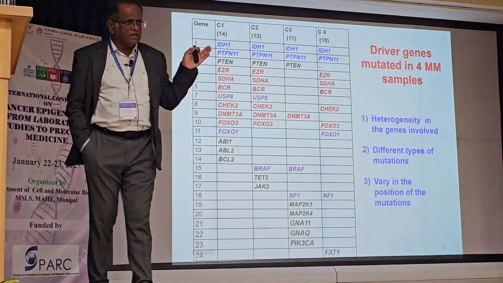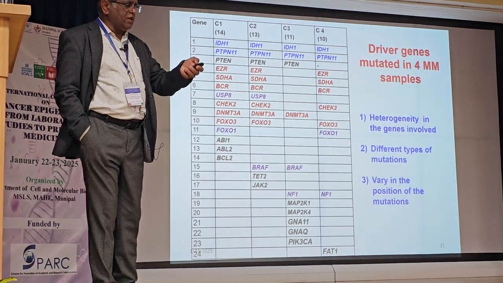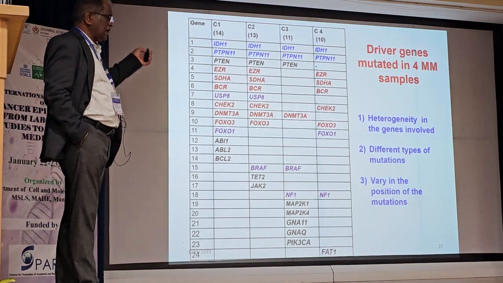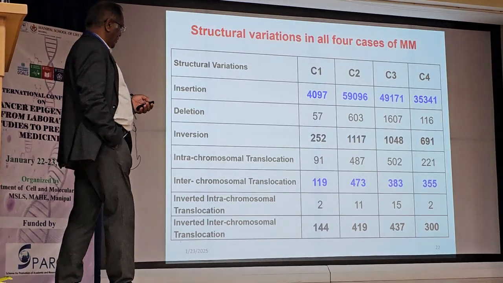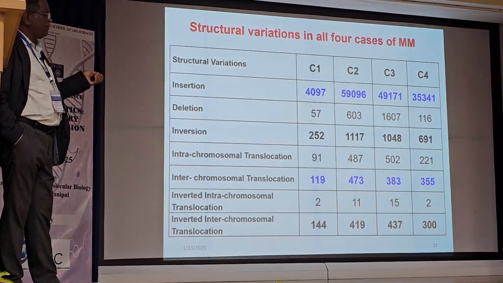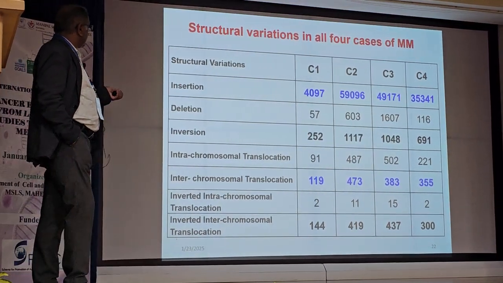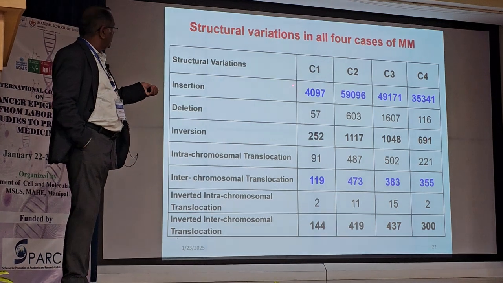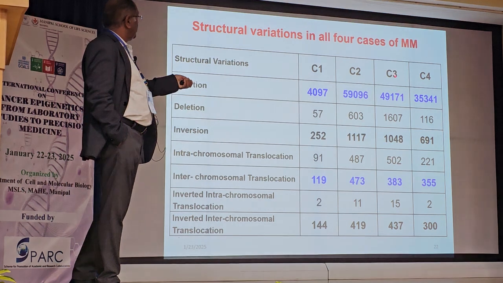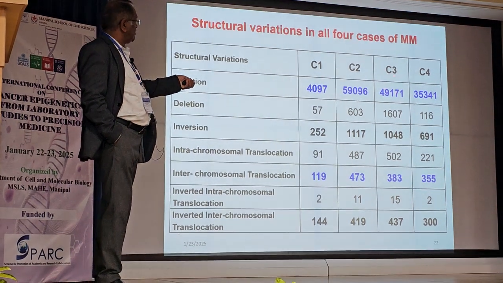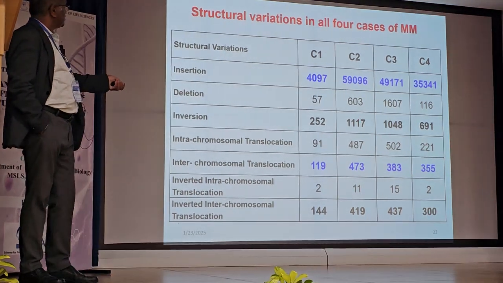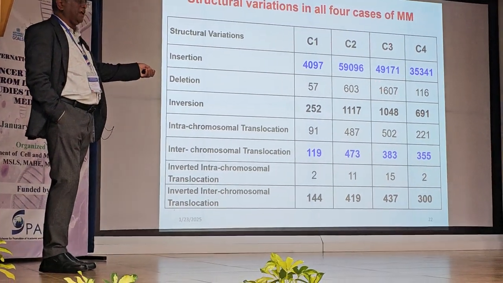We analyzed in greater detail the genes and the kinds of variations, as already quoted. To summarize the structural variation in the 4 cases, there are about 4,000 insertions in case 1 and 59 insertions in case 2, 49,000 for case 3 and 35,000 for case 4, and deletions were more in case 3, 1,600.